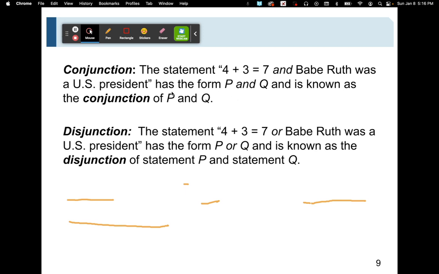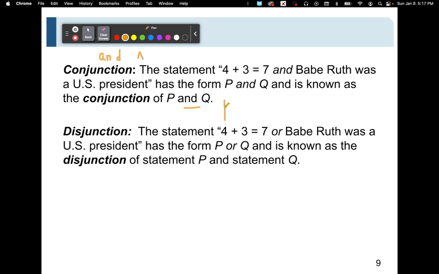The main thing to take away from a conjunction is that it uses the word and. That's terrible handwriting, I'm sorry about that. A conjunction uses the word and, and it uses this symbol. So if I did P and Q, there's your and, so this would be P and Q. And that's how we'd write that conjunction.